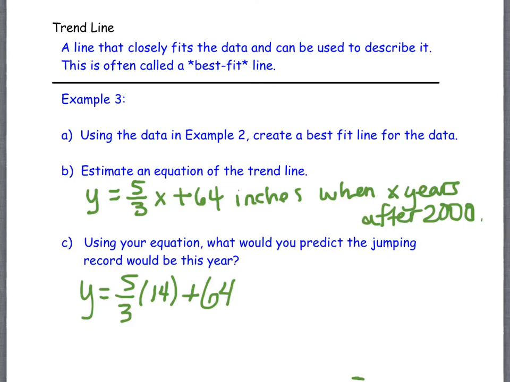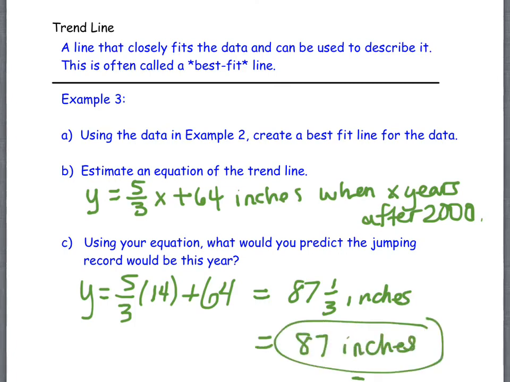So if you'd like, you can grab your calculators, put in the number 14. What is 5/3 times 14 and then plus 64? Okay, so it's 87.3 repeating, or you could say 87 1/3 inches. A lot of resources would tell you that you should write this as 87 inches because everything in your table was measured to the whole inches, so this would be measured to the whole inches as well. So if you wrote this as 87, that would make sense.